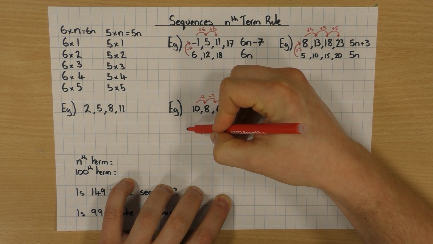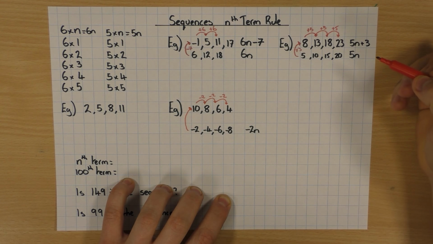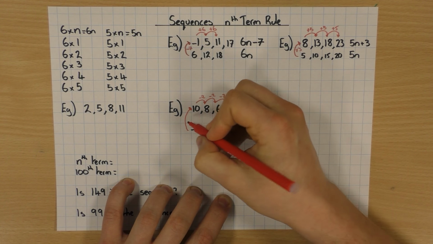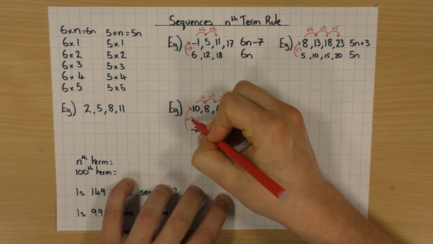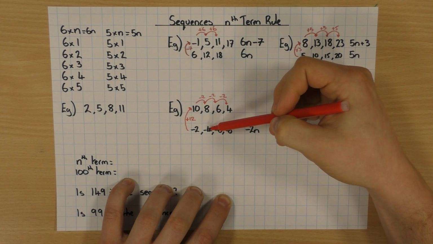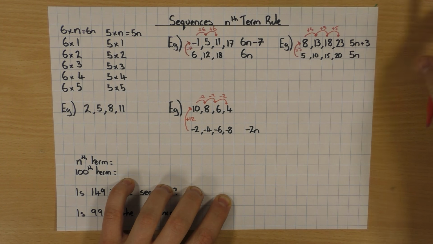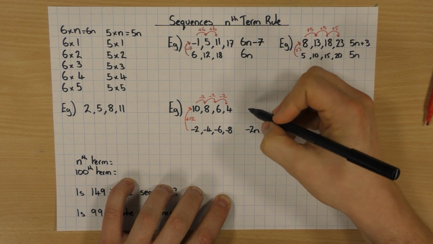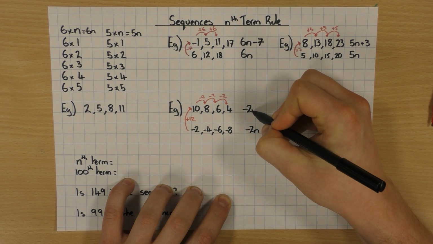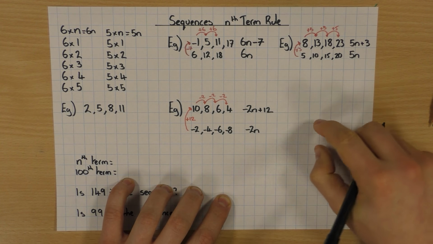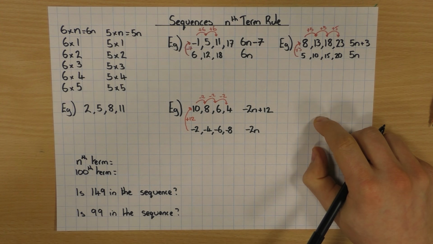So how do I go from the minus 2 times table back to my sequence? Well, to go from minus 2 to 10, I add 12. And you can test it on all of them. Minus 4 add 12 is 8, minus 6 add 12 is 6, and so on and so forth. So the nth term rule for this one would be the minus 2 times table, so minus 2n, and add 12. Okay, and that's the nth term rule.